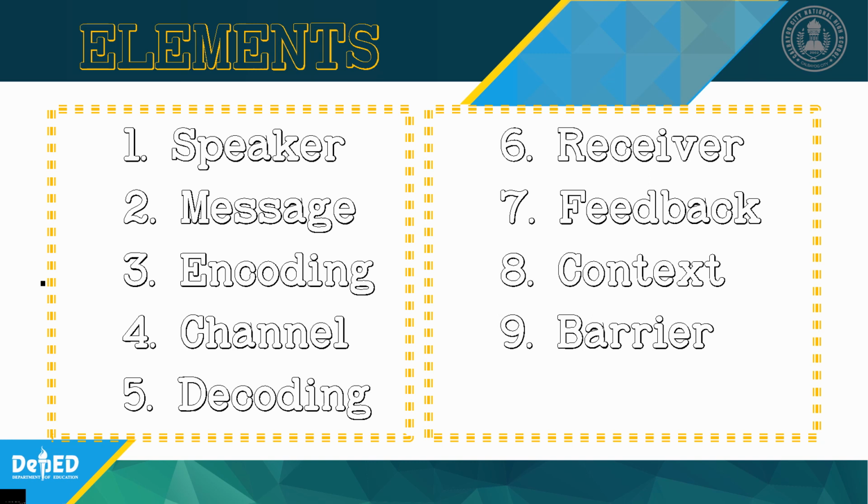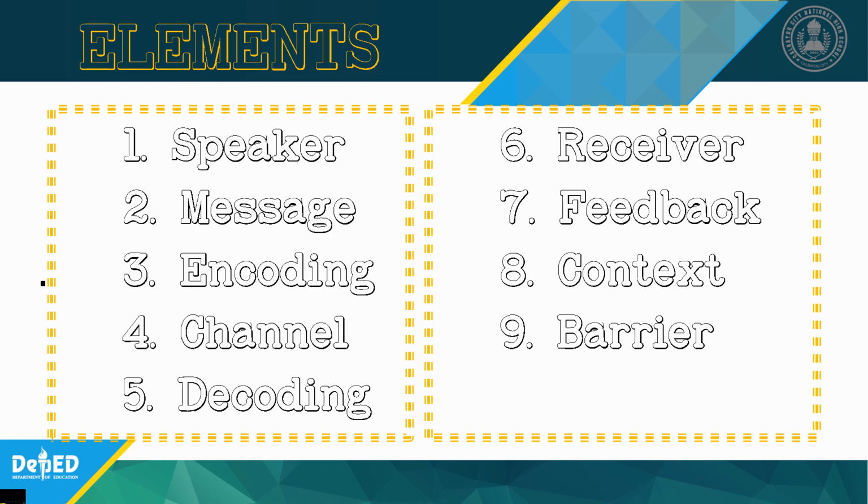First, speaker. It is the source of information or message. Message. These are the information, ideas, or thoughts conveyed by the speaker in words, or even in actions. Encoding. It is the process of converting the message into words, actions, or other forms that the speaker understands. Channel. The medium or the means, such as personal or non-personal, verbal or non-verbal, in which the encoded message is conveyed. Decoding. It is the process of interpreting the encoded message of the speaker by the receiver.